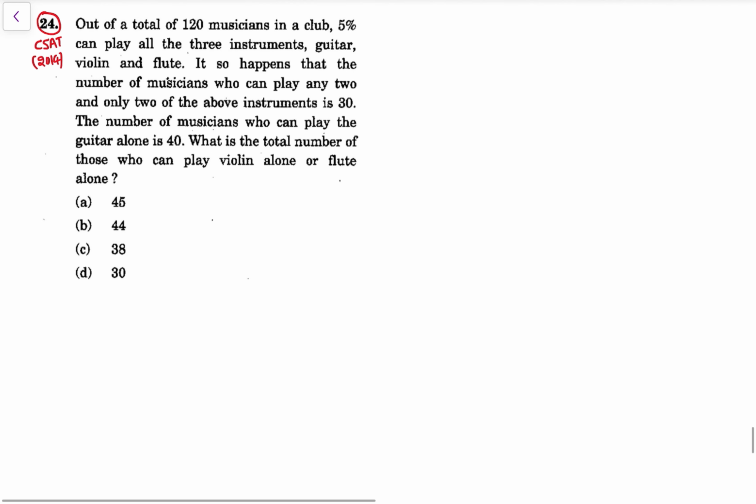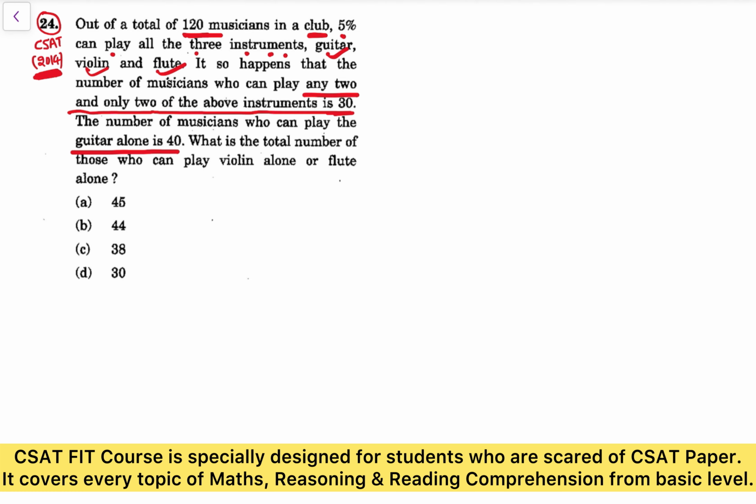See, this is a question asked in CSAT paper 2014. Out of a total of 120 musicians in a club, 5% can play all three instruments: guitar, violin and flute. It so happens that the number of musicians who can play any two and only two of the above instruments is 30. The number of musicians who can play guitar alone is 40. What is the total number of those who can play violin alone or flute alone?